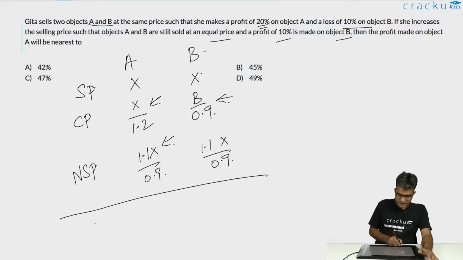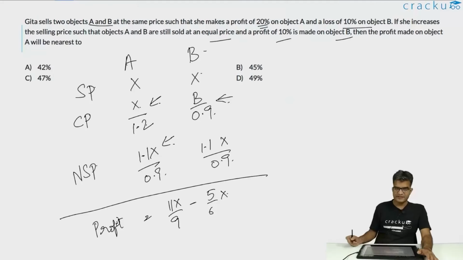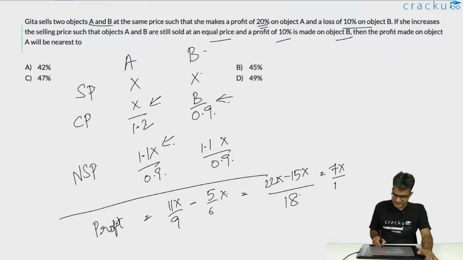So what is the profit? The profit will be 1.1x divided by 0.9, which is 11x by 9, minus the cost price, which is x divided by 1.2, which is 5x by 6. This is equal to, over 18, 22x minus 15x, which is equal to 7x by 18. This is the profit.